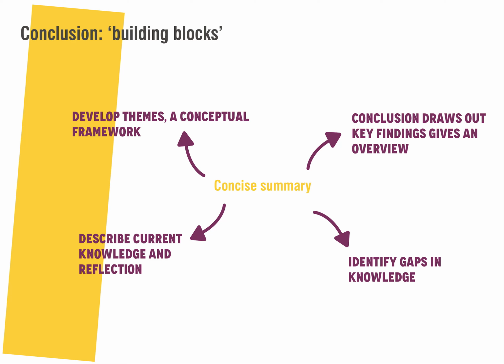but in a very summarised form. So to just go over that again, these are the 4 main elements for the final conclusion section of your review. So overall, it's a concise summary which may develop themes within a conceptual framework, which draws out key findings and conclusions in an overview, which describes current knowledge and some reflection on that, and at the same time can identify gaps in knowledge. But the key thing here is that it's an overview of what you've already said, plus a few extra reflections and extra contextualization of your thoughts about this literature.